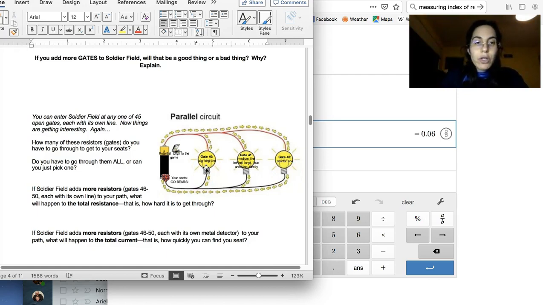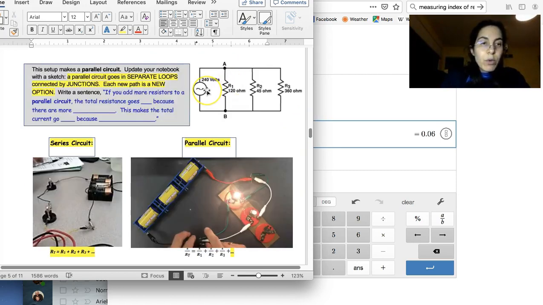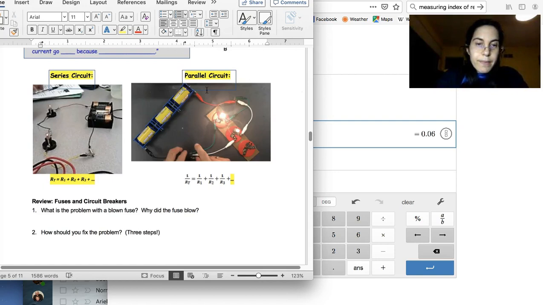And you know what? That's what the electrons do too. A few of them go here, a few more go here, and most of them go here because the current tends to the path of least resistance, and in gate 42 we've got the path of least resistance. If you add more resistors to a parallel circuit, the total resistance goes down because there are more paths, more different options. This makes the current go up because there are more places it can flow, and that frees up the current to go faster. And here are the formulas I was talking about before that you're going to be deriving in the next lecture.